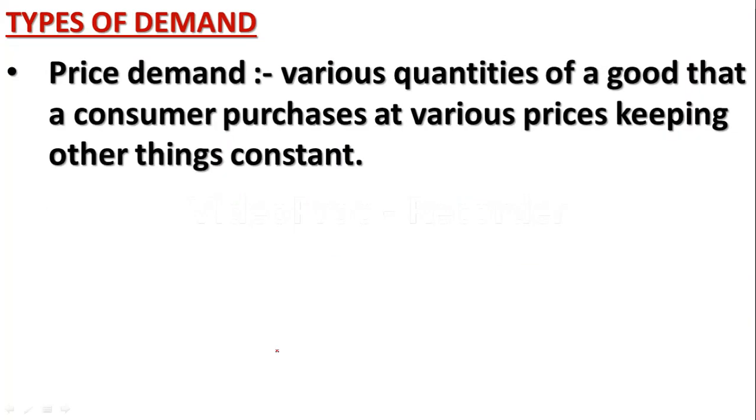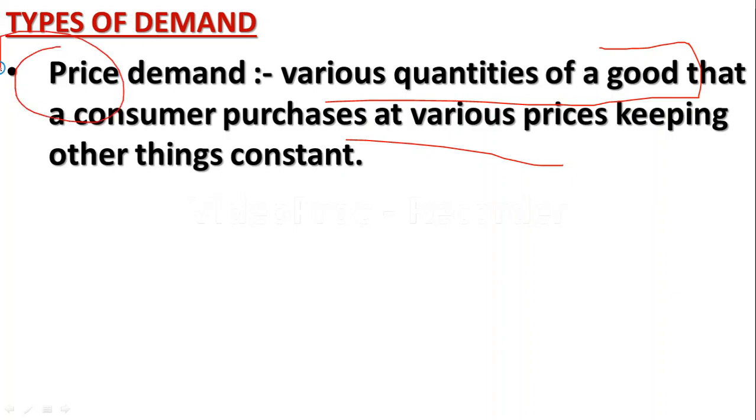So next let us move to the types of demand. When it comes to types of demand, the first one is price demand. Price demand means various quantities of a good that a consumer is going to purchase at various prices, keeping other things constant. So price demand means at different prices people will buy different quantities of goods, keeping income, price of substitute goods, and other things constant. So it is known as the price demand.